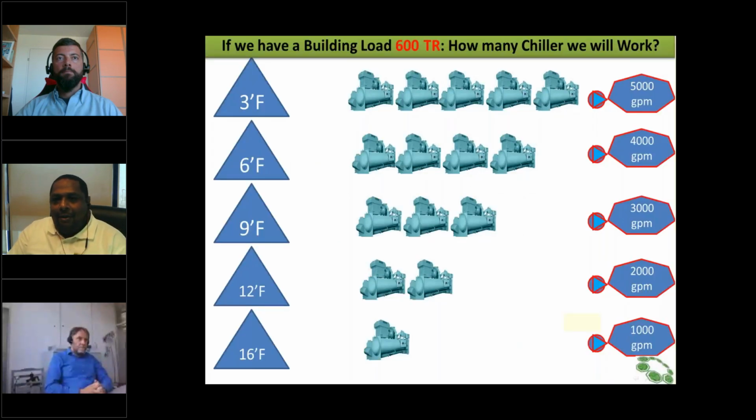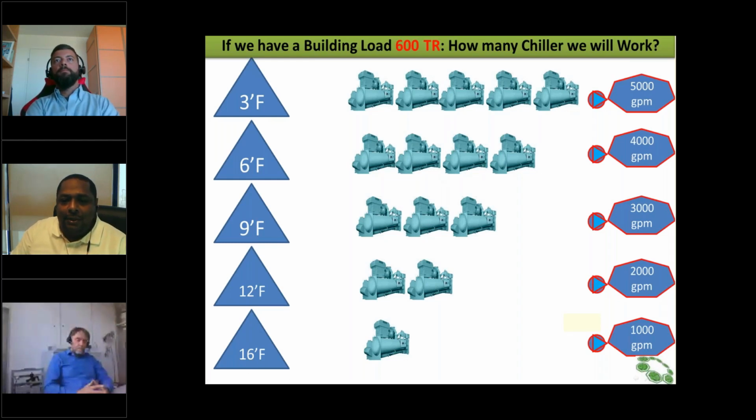Just to give you an example, how many chillers you need to operate with every low delta T reduction happening. If you need one chiller for 1,000 GPM at delta T 16, and this delta T is reduced to 12 F, then you will require two chillers for the same load, and your flow will move to 2,000 GPM. If your delta T is reduced to 9 Fahrenheit, then you require three chillers working. At 6 Fahrenheit, you need four chillers.